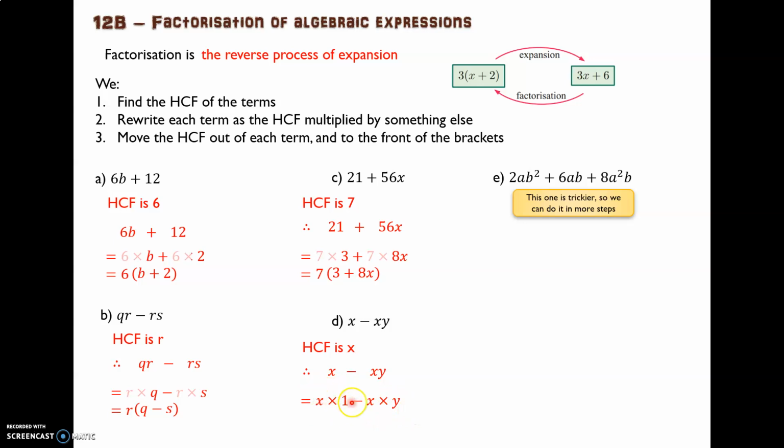This is a weird way to write x. It's the same as x, but the reason I'm doing it this way is so that I can really easily see that this is an x times, and this is also an x times. So then I can see what is going to be left to go inside the brackets. The x times is common, so that will go out the front. This one, there's only a 1 left, and here there is a minus y left.